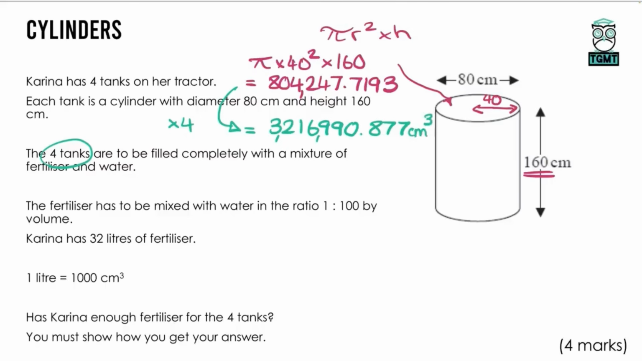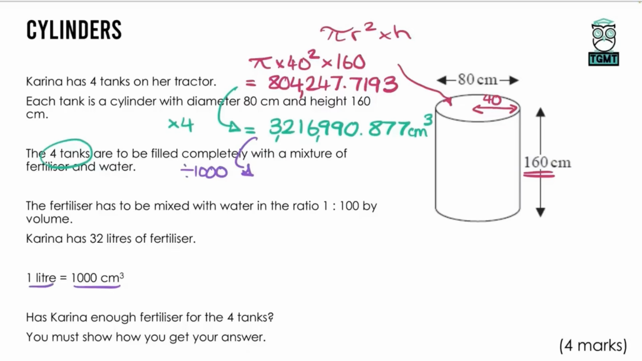Right, so we're getting some very large numbers. Now, it says here, Karina has 32 litres of fertiliser, and it's going to be mixed in the ratio with water 1 to 100. So we're going to need to work out exactly how much volume we have here, but that's given to us in litres, and we're currently working in centimetres cubed. So completely up to you. You could either convert the 32 litres into centimetres cubed and keep dealing with very large numbers, or we could turn this volume now into litres, and we can do that just by dividing by 1,000, as it's 1 litre for 1,000 centimetres cubed.